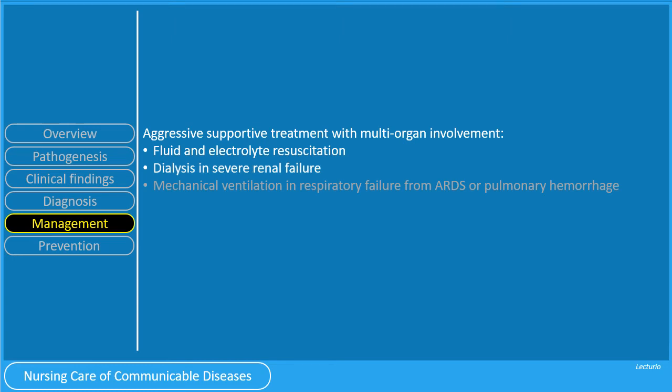For severe renal failure, dialysis may be done, and this dialysis could either be peritoneal or hemodialysis. Mechanical ventilation is used in respiratory failure from acute respiratory distress syndrome or ARDS or pulmonary hemorrhage.